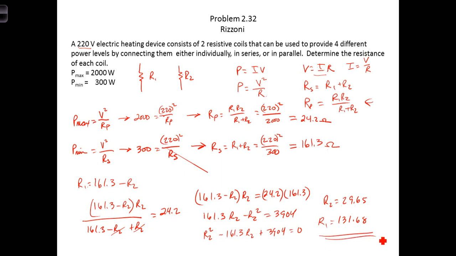And you can take those and plug them in and calculate the parallel resistance and the series resistance. Series resistance is pretty easy. You can just go ahead and add those up and you'll see that you get the 161.3. Parallel, you get the 24.2, and plugging them into our original power equations, you'll see that those two values do lead to the maximum power and the minimum power.